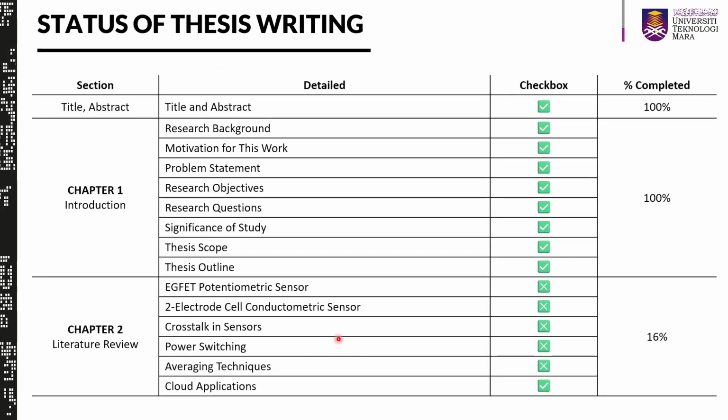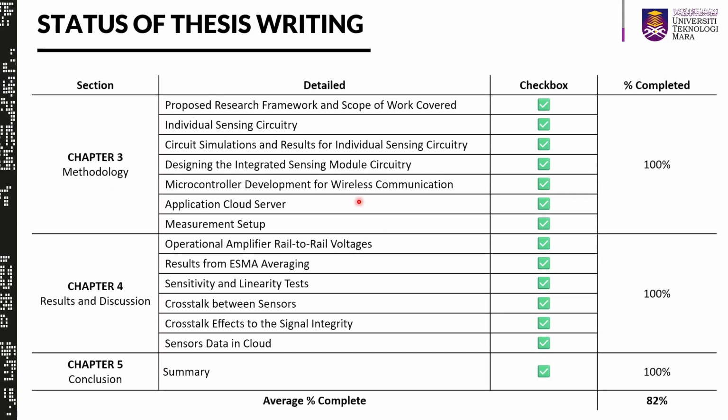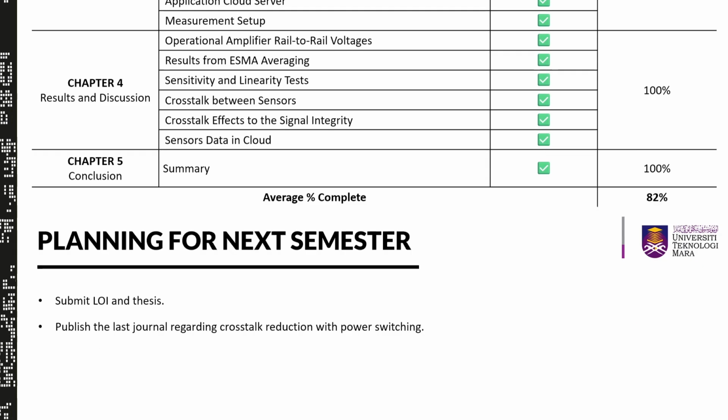Next is the status of thesis writing. I have completed most of the chapters except for the literature review. The title and abstract are 100% completed. Chapter 1 is 100% completed. Chapter 2 is 60% completed. Chapter 3 for the methodology is also completed. Chapter 4 is completed. Chapter 5 is completed also. So my average percentage completed for my thesis writing is 82%.